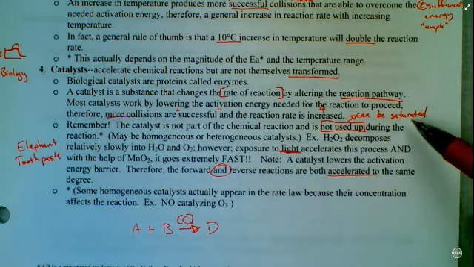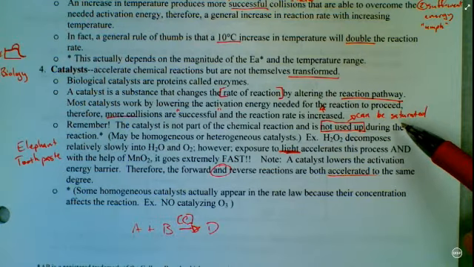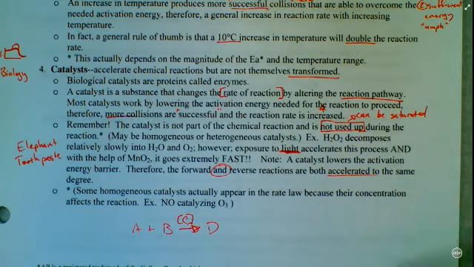If the concentration is very high, it's less likely that the catalyst will become saturated, and the rate of that reaction will increase massively. If there's a very small concentration of that catalyst, it's going to be easier for that catalyst to become saturated, and you're not going to be able to achieve quite as large of an increase in reaction rate.